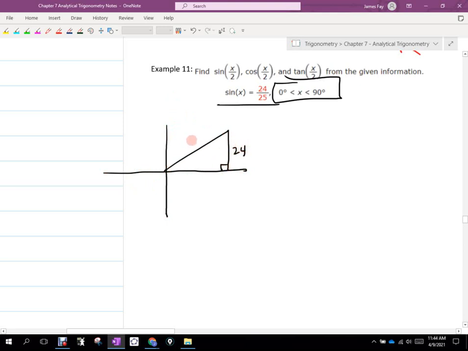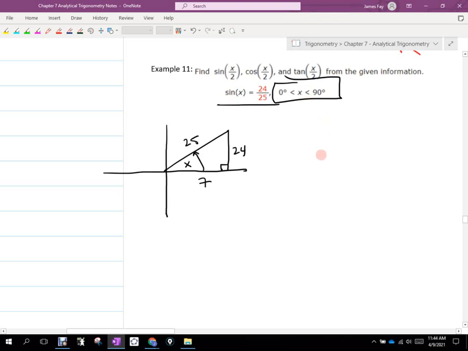So sine, that's 24. That's 25. This would be the angle x that they're talking about. What would this distance here be? 7. Okay. 625 when I square that. 576 when I square that. When I subtract those, I get 49. Square root of 49 is 7.